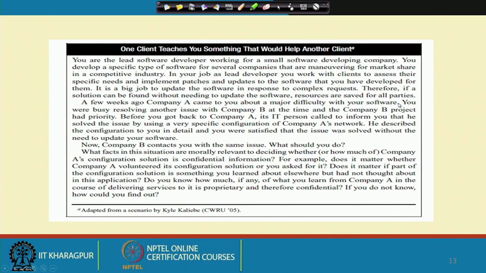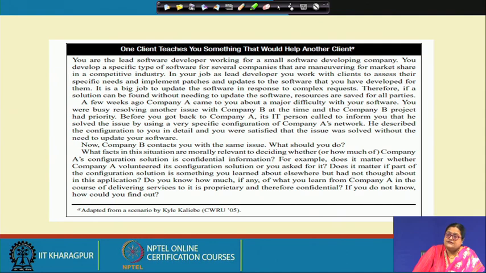It is written that he described the configuration to you in detail. The case does not mention whether he described the configuration in detail voluntarily, or you asked for it and then he shared it. Question here: does it matter whether company A volunteered its configuration solution or you asked for it?